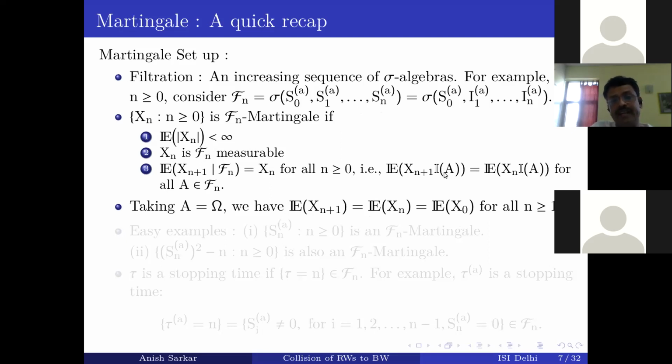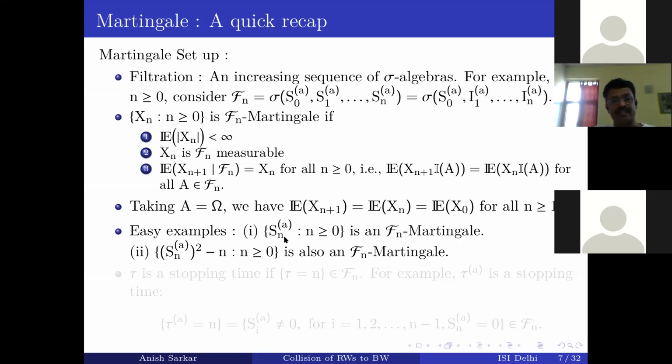If I take A equal to omega, the indicator becomes 1 always. So the expectation of Xn plus 1 is equal to the expectation of Xn. So this is martingale: for every n, the expectation of Xn is the same as the expectation of X naught. This is what we will be using.